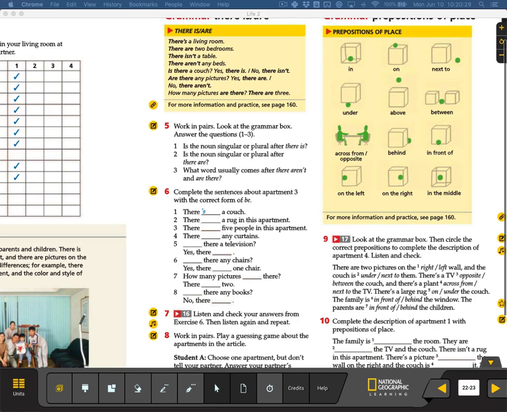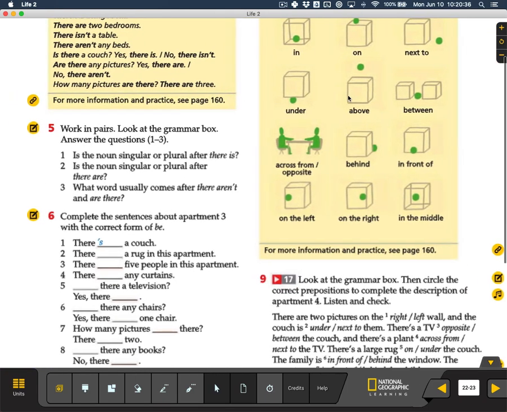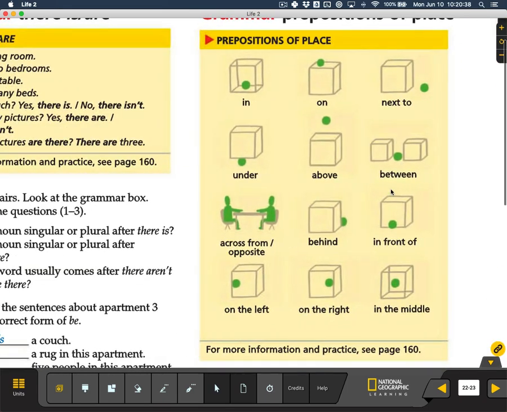Get her done. Okay? So we talked about these prepositions. Let's discuss them just quickly so we know what's going on. We have these pictures that are here, right? So in, we're good with, right? We understand in.